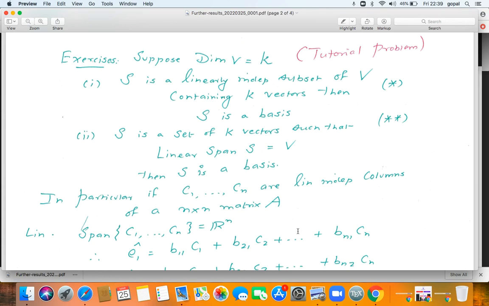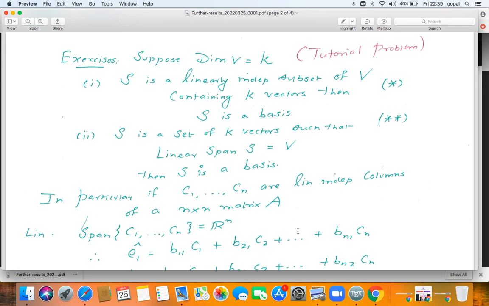Instead, I am saying that S contains exactly K vectors, where K matches the dimension. Then we have to conclude that the linear span of S is exactly V. In other words, you have to conclude that S is a basis.